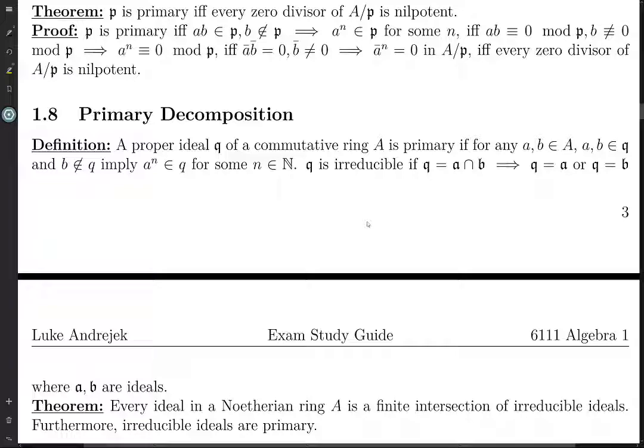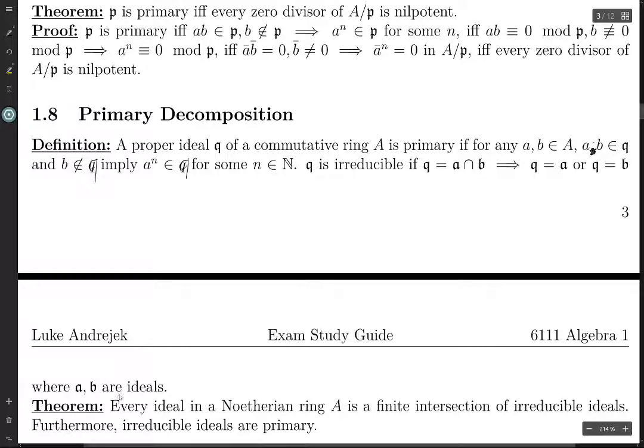Alright, the last thing here, primary decomposition. So, a proper ideal Q of a commutative ring is primary if and only if for any elements a and b, if the product of a and b is in Q and b is not in Q, then a to the n is in Q for some natural number n. So that's what it means to be primary. Q is irreducible if, whenever you can write Q as an intersection of a and b, then Q is going to be one of the two things they're intersecting.